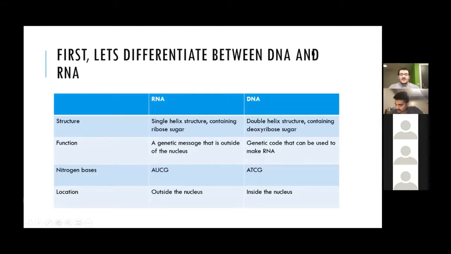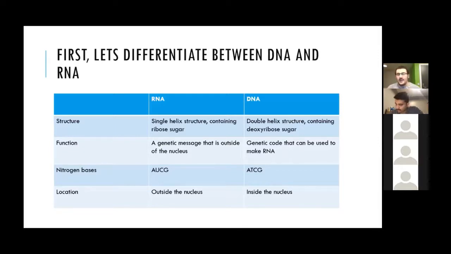The nitrogen bases, of course: in RNA, you have uracil in the place of thymine. So you have adenine, uracil, cytosine, guanine, while in DNA, it's adenine, thymine, cytosine, guanine. The location of the RNA is outside the nucleus mainly because it needs to be translated to proteins in ribosomes and rough endoplasmic reticulum, while the location of DNA is inside the nucleus, and it gets replicated inside the nucleus. It gets transcribed into RNA inside the nucleus as well.